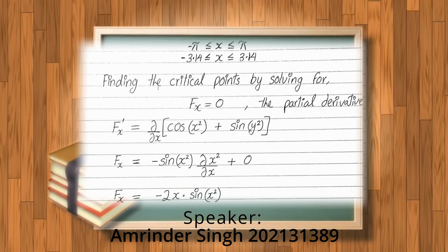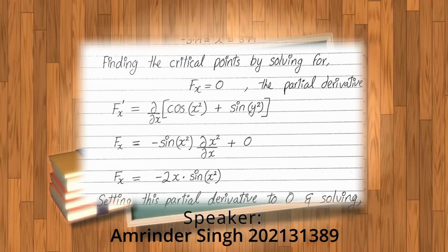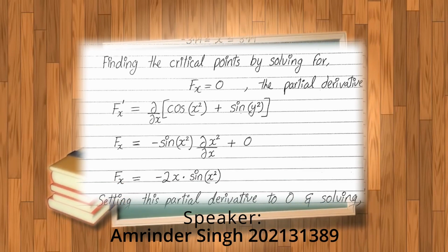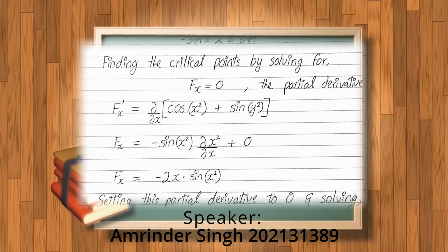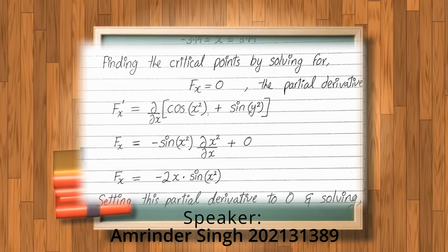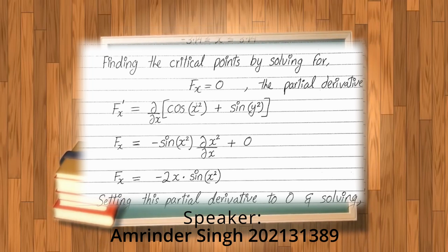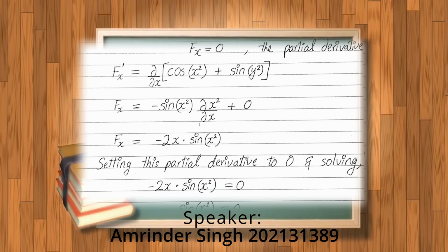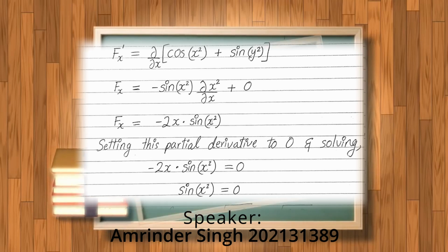Starting with the partial derivative in terms of x, we have cosine x squared plus sine y squared, and the sine of y squared goes to 0 because there's no x there. So for cosine x squared, first the outside, and then we'll derive the inside. The outside derivative gives negative sine x squared, and the derivative of the inside, x squared, is just 2x. So we have as our final result negative 2x times sine x squared.